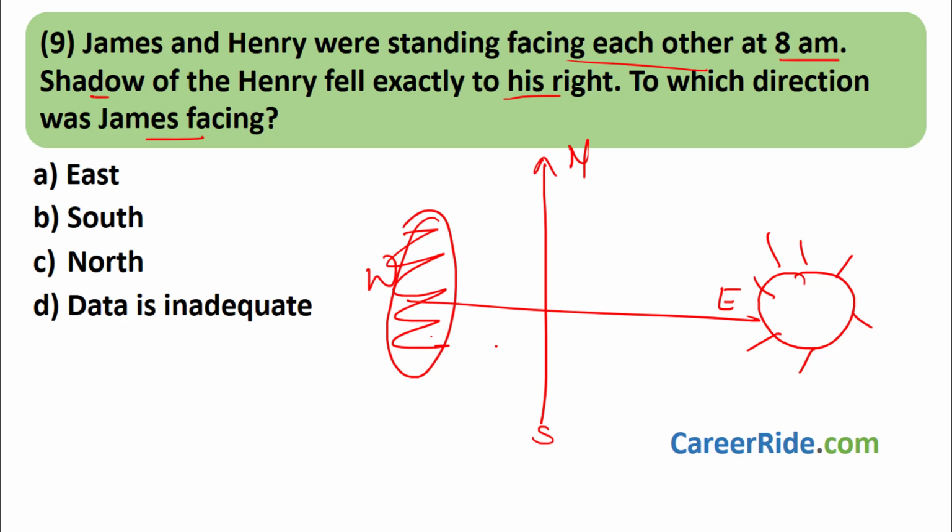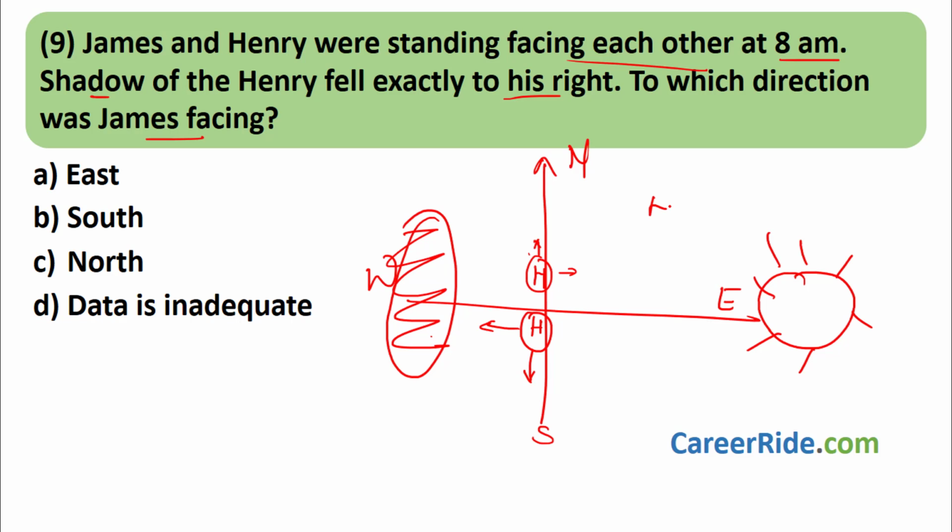Now the shadow of Henry fell exactly to his right. So say Henry is facing towards north. Henry's shadow fell to the right of Henry. What is right of Henry over here? This, but the shadow is on the left over here. So Henry is not facing north. Let's try south. If Henry is facing south, what is the right of Henry? This is the right of Henry, and the shadow is also to the right of Henry. So Henry is facing south.